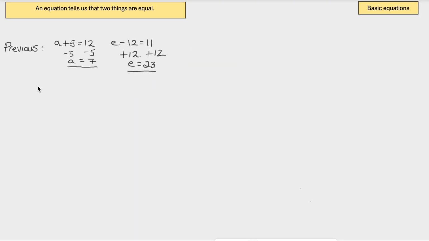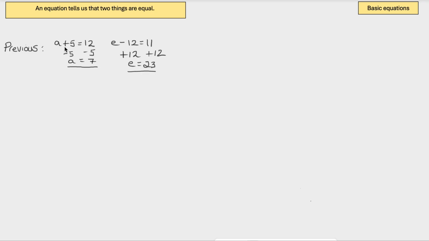This slide on basic equations is going to show you how to do multiplying and division when finding the unknown. Now, previously, we learned how to add and to subtract. So, just to recap, a plus 5 equals 12. We need to find a, our unknown.